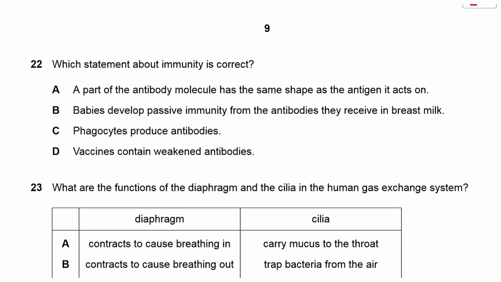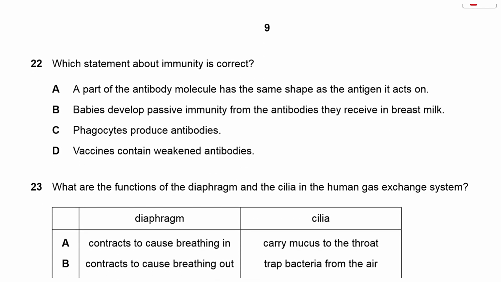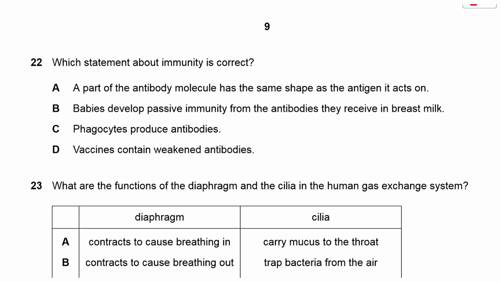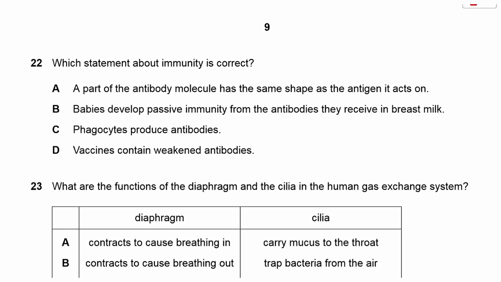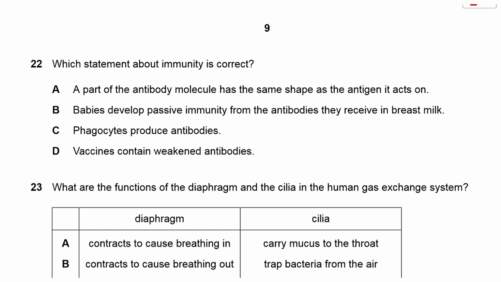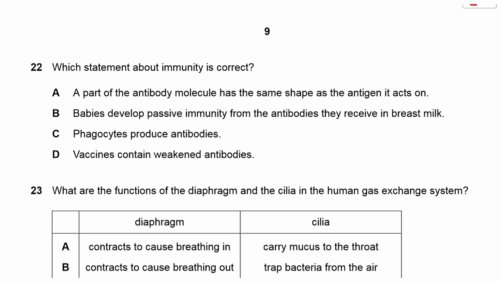Number 22 says, which statement about immunity is correct? A part of antibody molecule has the same shape as antigen it acts on. Babies develop passive immunity from the antibodies they receive in breast milk. Phagocytes produce antibodies. Vaccines contain weak antibodies. Now, vaccines do not contain weak antibodies, they contain weak antigens. Phagocytes do not produce antibodies. Antibodies are usually produced by lymphocytes. Babies develop immunity from the antibodies they receive from the mom, which is a form of passive immunity.